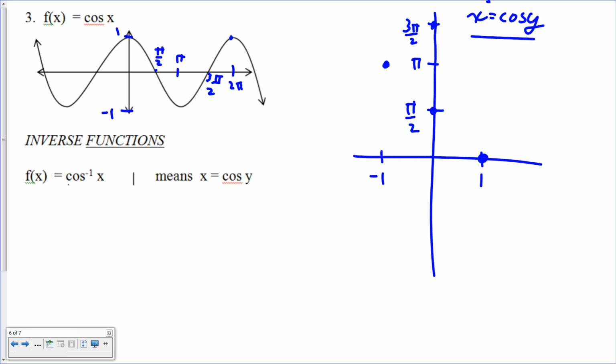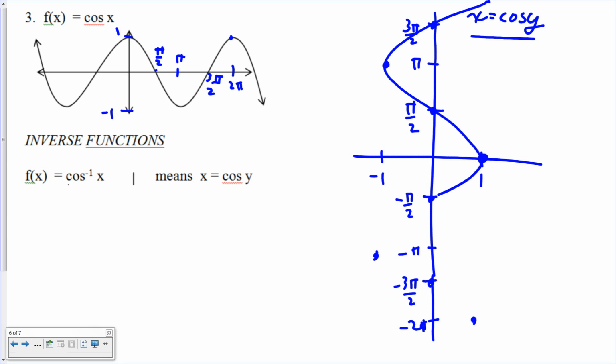Now, if I connected those dots, this would look something like this. And if I were to continue that pattern, I'd have a negative pi over 2, negative pi, negative 3 pi over 2. And I'm just going to continue to mark those dots down, and then I can draw that in.